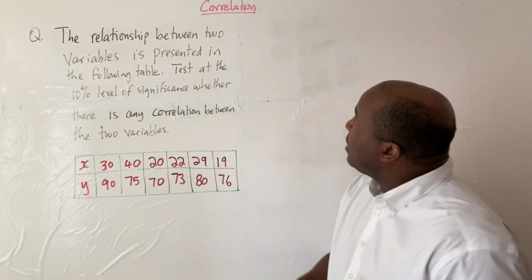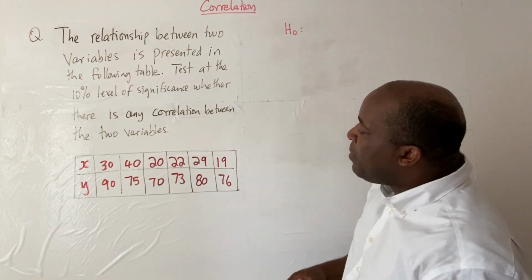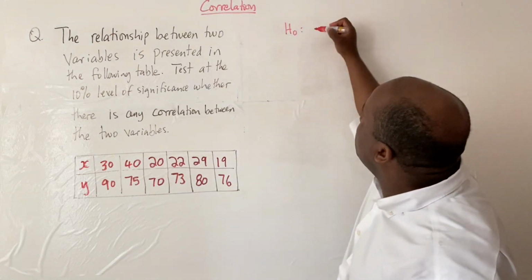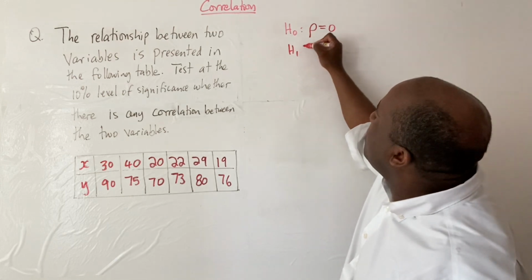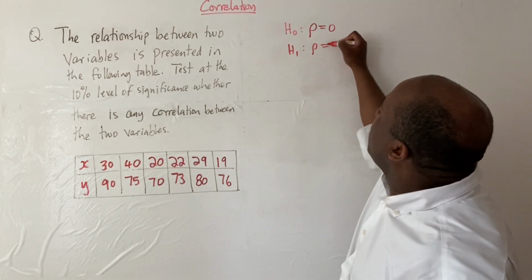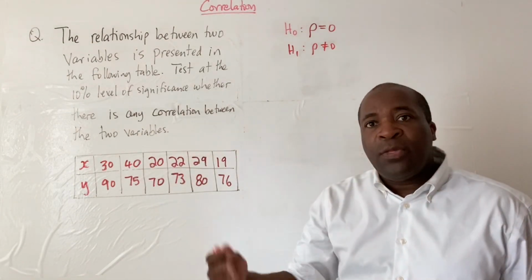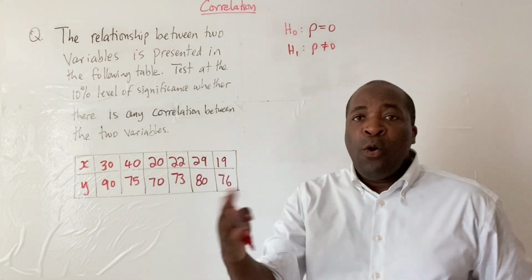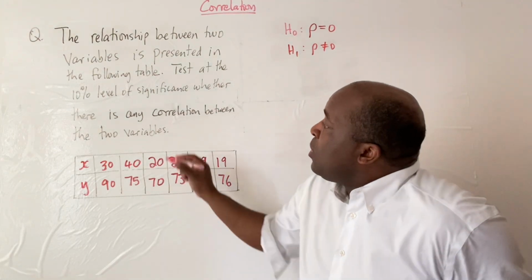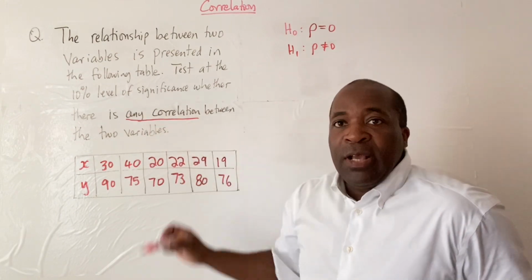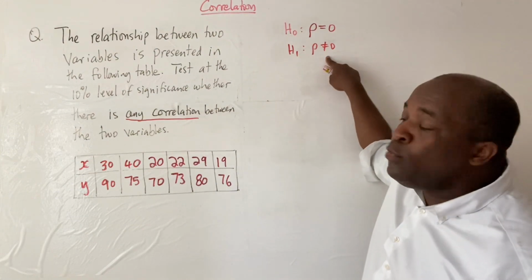In this type of question, you always want to start off with the null and the alternative hypothesis. The null hypothesis would be that there is no correlation, and the alternative hypothesis is that there is correlation. We have not been asked to test whether there's positive correlation or negative correlation or whether that is statistically significant, only whether there's any correlation. As long as it's different from zero, and that's why I've gone for a two-tailed test.